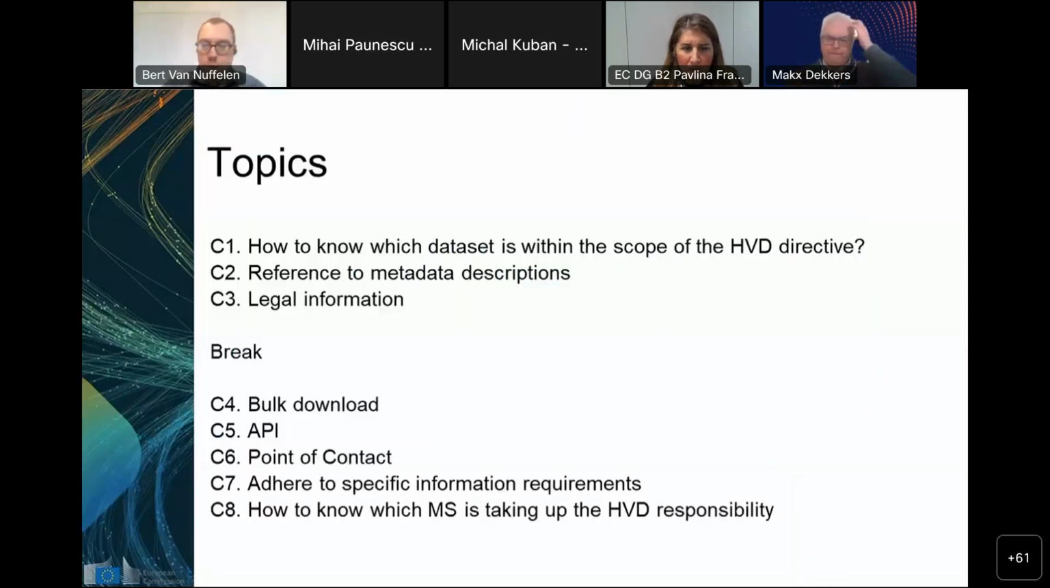Okay, good. So our plan is to have 3 topics at first, and then have a short break, depending on whether time permits, and then we tackle the remaining topics before we do the wrap up.